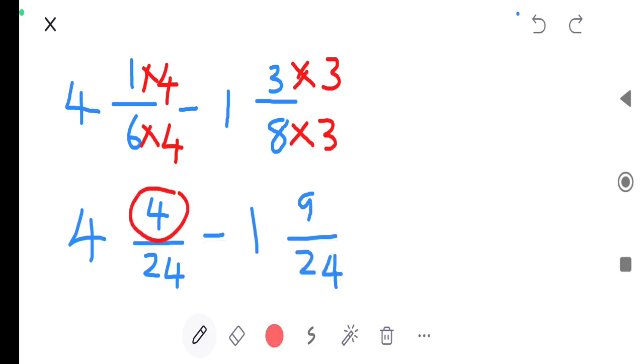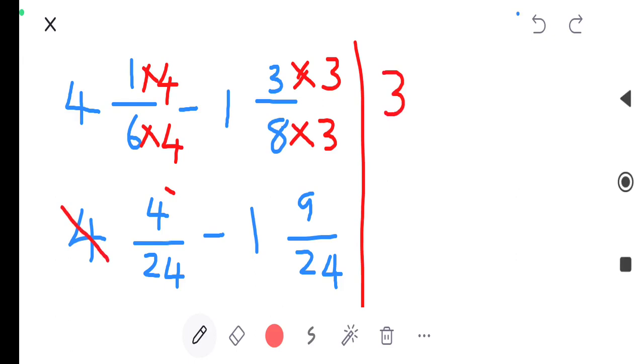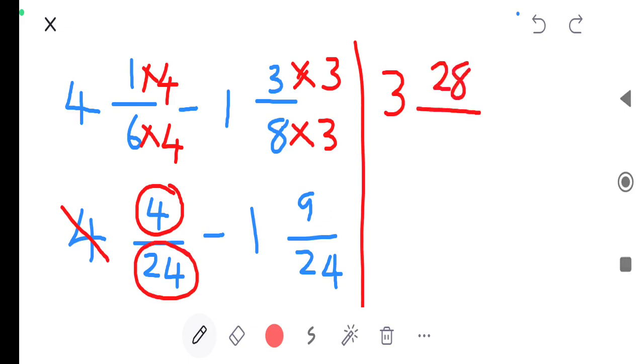Now, if you do 4 minus 9, you will have a negative answer. And when you see it like that, what you should do is that you will take 1 from this whole number, and if you take 1 from 4, 3 will be left. Then you add this numerator and this denominator together. So you do 4 plus 24, which is 28, over the denominator again, and the denominator is what? 24. Minus, you write all this, which is one whole number, 19 over 24.